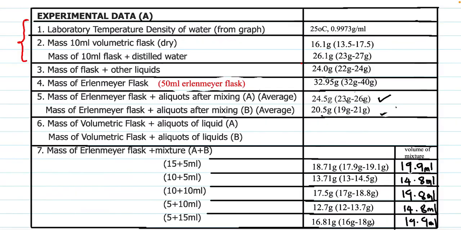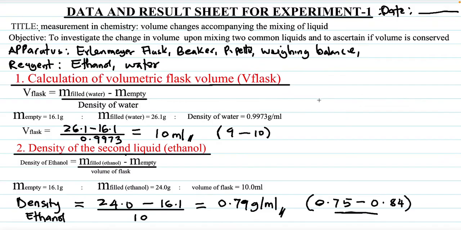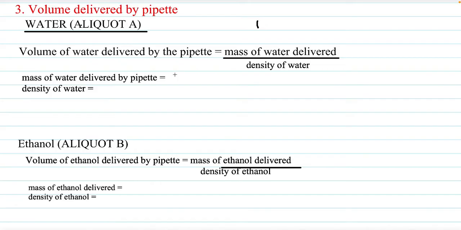If you remember, this was the mass of the aliquot A. This 24.5, we actually did not include the mass of the Erlenmeyer flask. We subtracted it, so that we get the mass of the content alone. So the mass of water delivered by the pipette is 24.5 grams. Now the density of water is 0.9973 from our first data table.